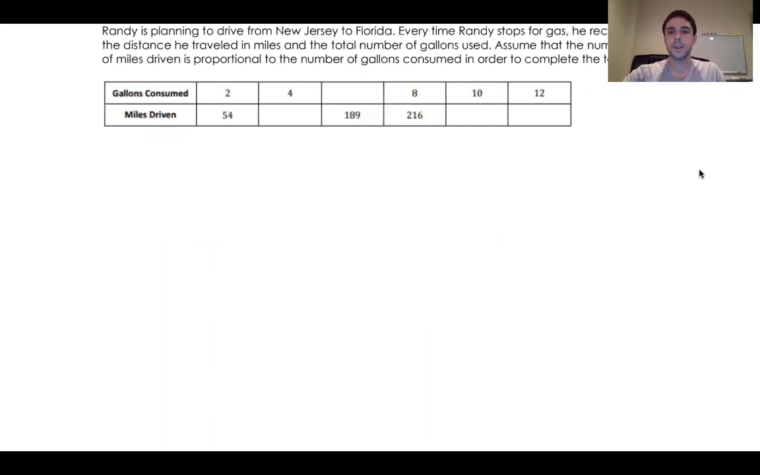So we have Randy is planning to drive from New Jersey to Florida. Each time Randy stops for gas, he records the distance traveled in miles and the total number of gallons used. Assume that the number of miles driven is proportional to the number of gallons consumed to complete the table. So if the relationship is proportional, what does that mean for our unit rates?